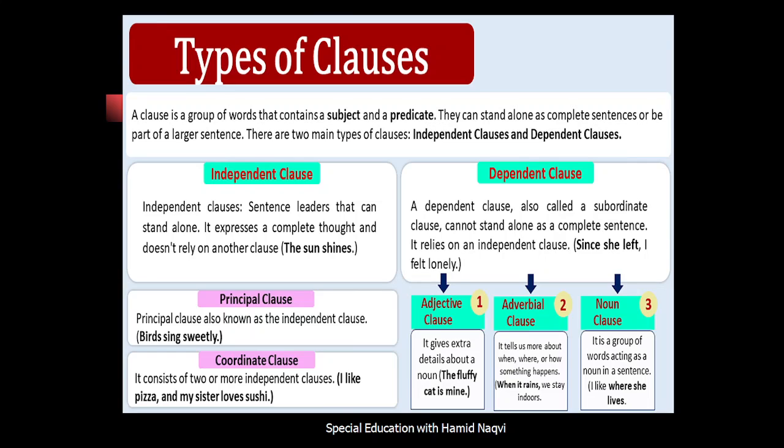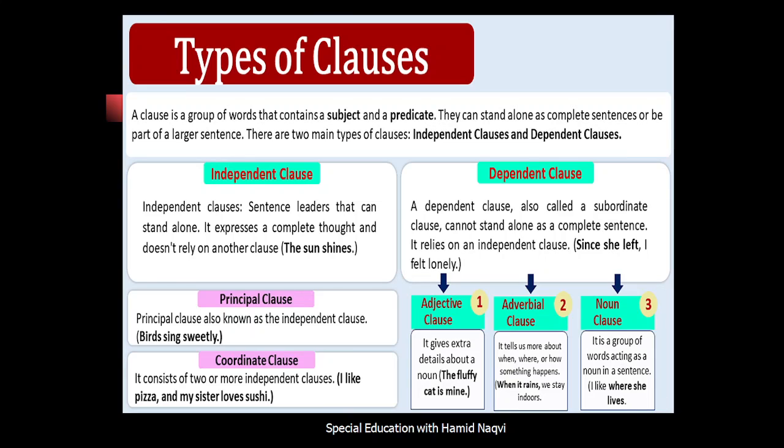Noun clause. A noun clause is a group of words acting as a noun in a sentence, such as "I like where she lives." Where she lives. Now this is a noun clause. Where she lives is a noun clause. I hope by now you are clear about the difference between independent clauses and dependent clauses, and the further types of dependent clauses, that is adjective clause, adverbial clause and noun clause.